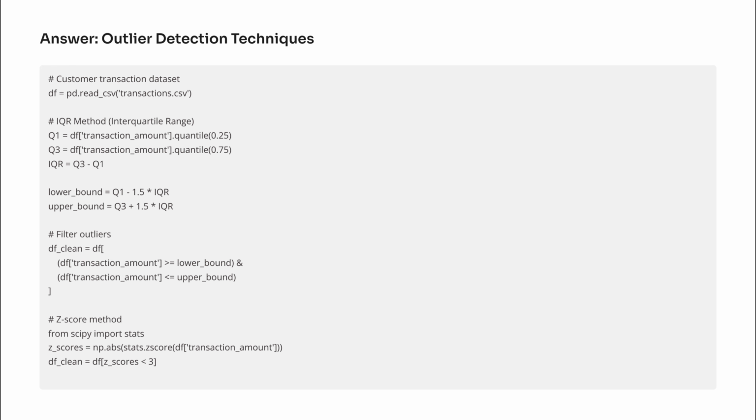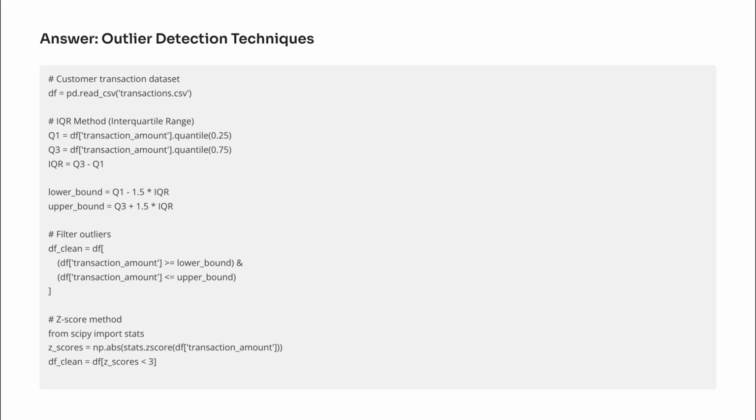All right, now let's see how you'd handle this in pandas, but I'll explain it in plain English so it's clear and easy to follow. We're starting with the customer transaction dataset. First, we use the interquartile range method. This means we calculate the middle 50% of the data, between the first and third quartile. Then, we find any data points that are far beyond this range, specifically more than 1.5 times the interquartile distance away. Those are marked as outliers, and we remove them to get a cleaner dataset.